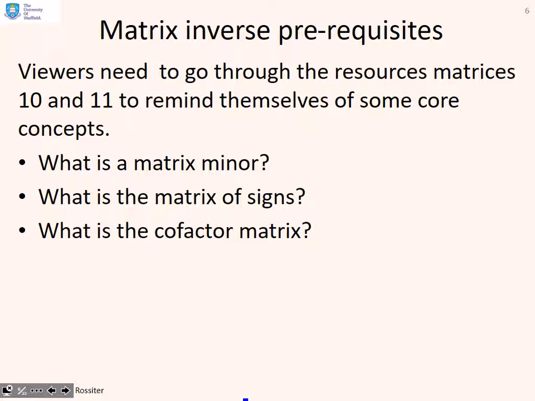Let's look at some prerequisites then. Viewers are recommended to go through the resources on matrices 10 and 11 to remind themselves of some core concepts that we're going to use. These are: what is a matrix minor, what is the matrix of signs, and what is the cofactor matrix. And we'll go through these very briefly now.